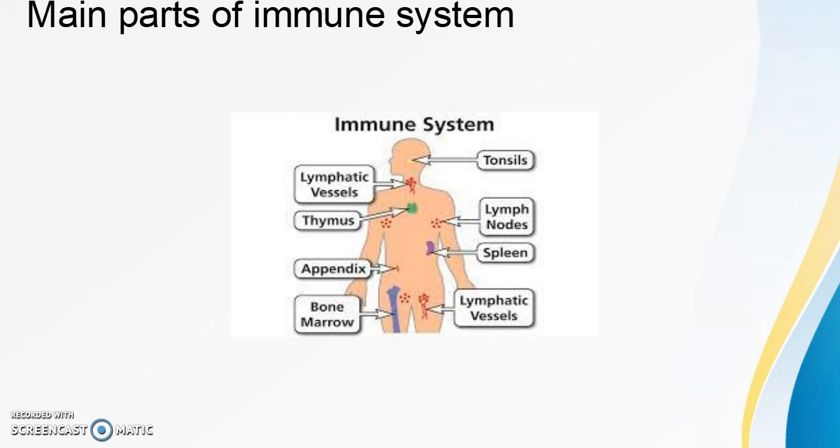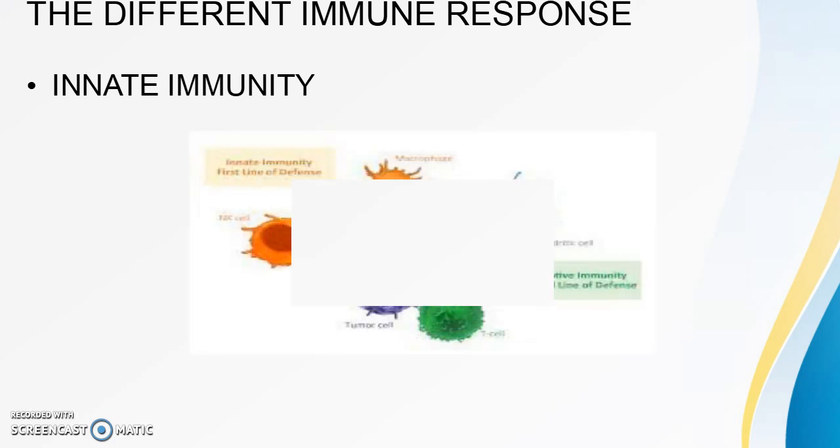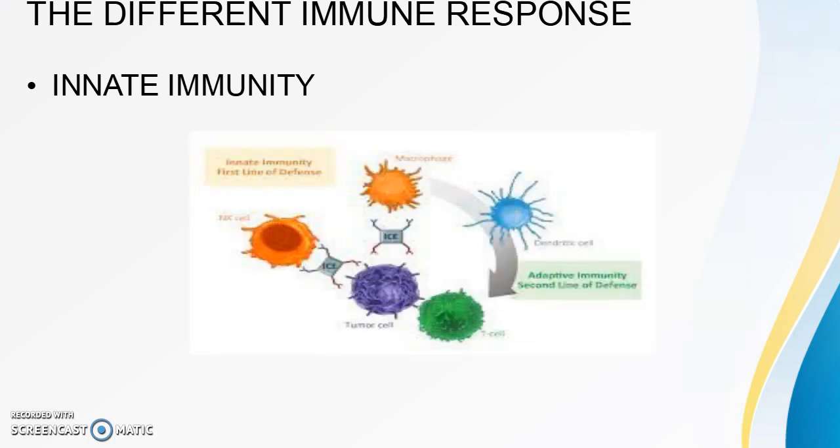And now let's proceed to the different immune responses. The different immune responses are innate immunity. Innate immunity is the first line of defense against invading pathogens. These are essentially made up of barriers that aim to keep viruses, bacteria, and other foreign particles out of our body or limit their ability to spread and move throughout the body.